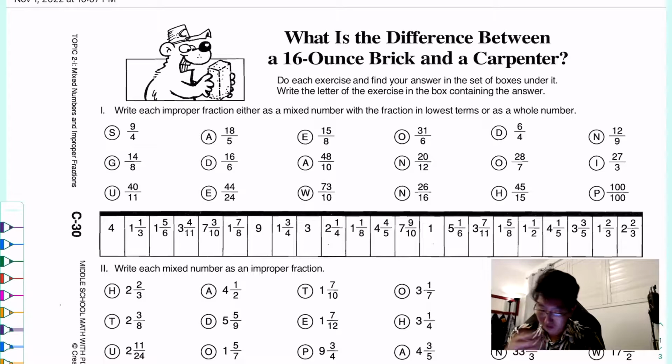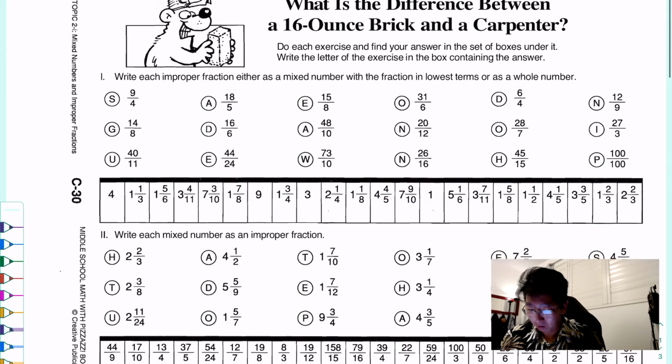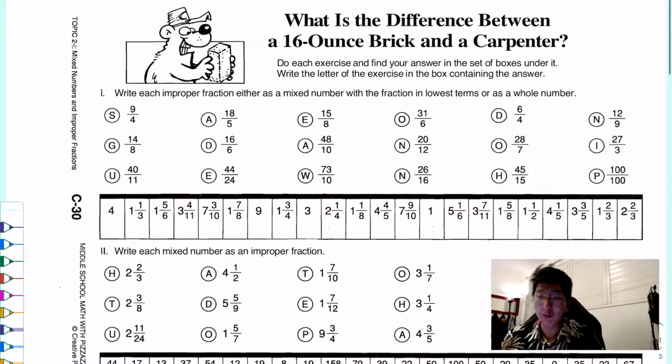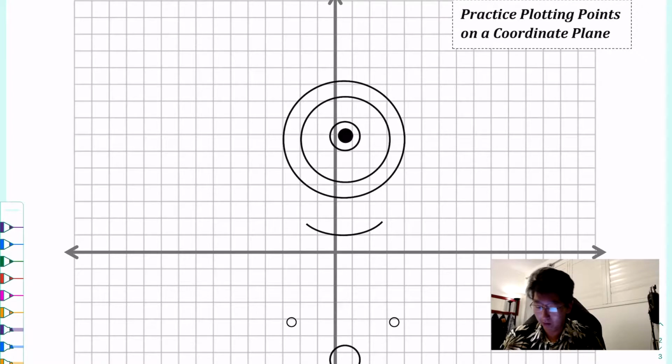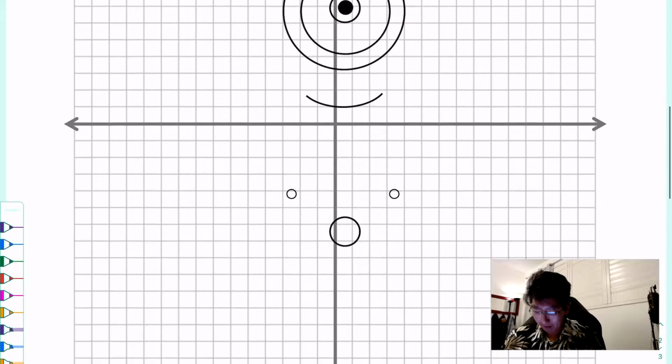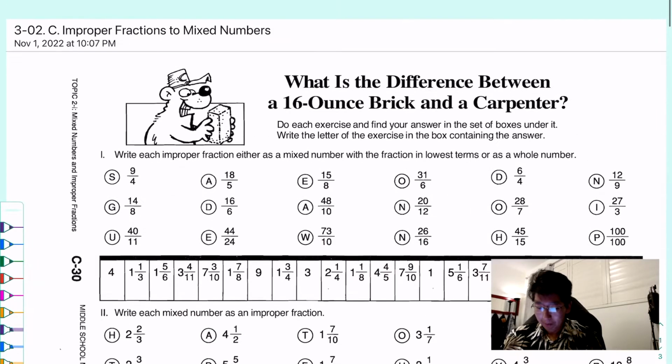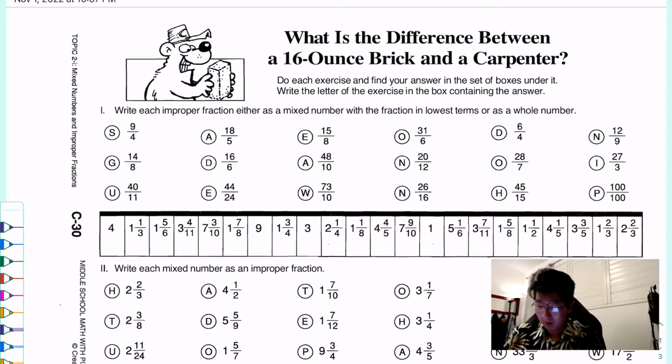Here are, I guess not notes, but here's an assignment that you will be working on. So this first one is going to be focusing on improper fractions and mixed numbers and converting between the two of them. The second one will be practicing plotting coordinate points. You could kind of tell what it will be at the end, but I'll go over this in just a second. So first thing I'm going to do is talk about converting from improper to mixed numbers, and then converting mixed numbers to improper fractions.